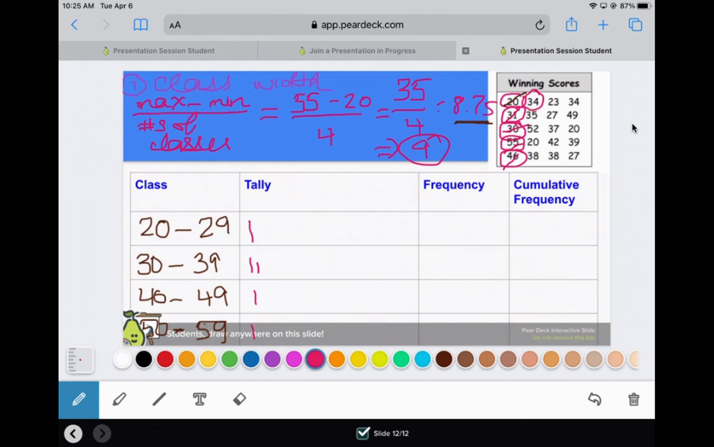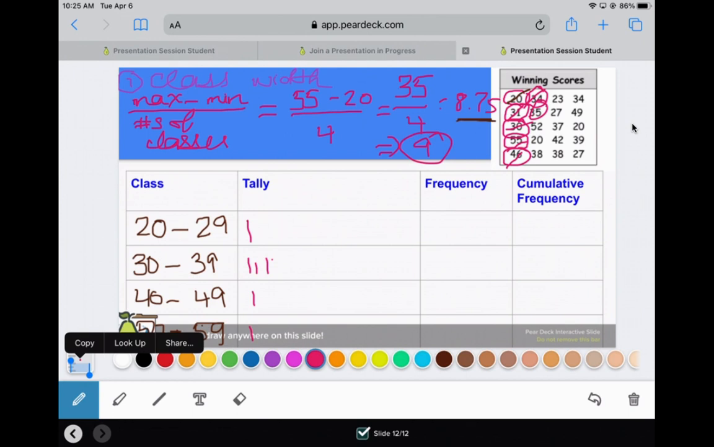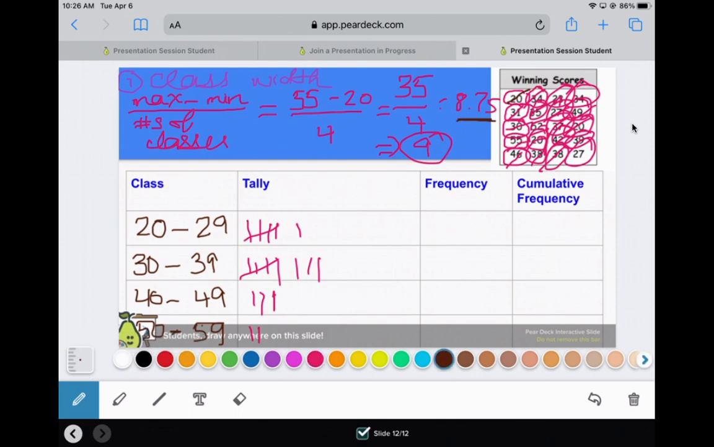Okay. 34, 35, 35. Okay. And then 52, 20 again right here, 38 right here, 23 right here, 27, okay, 37, 42, 38, 34, 49, 20, 39, and 27. Okay. Once I have the tally, the rest should be a bit easier.